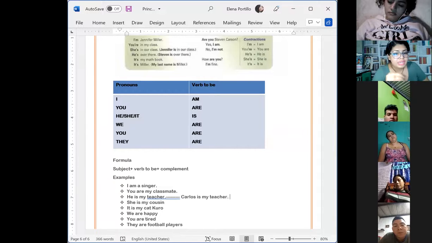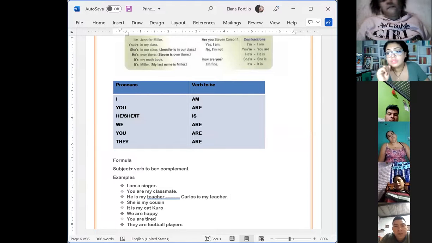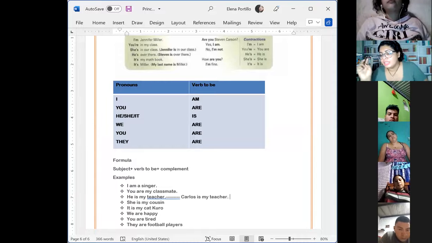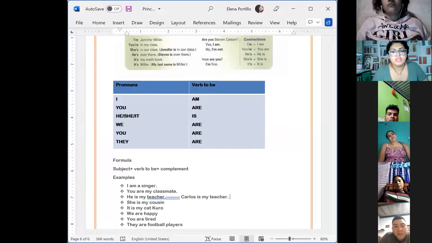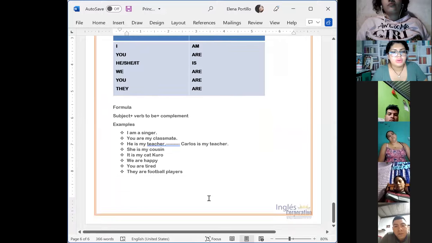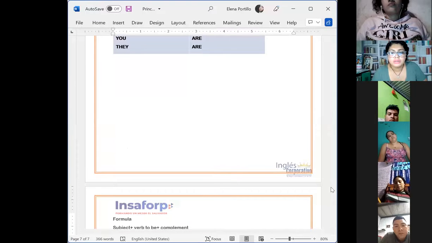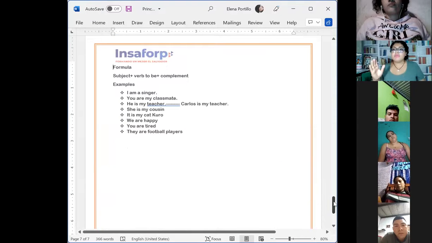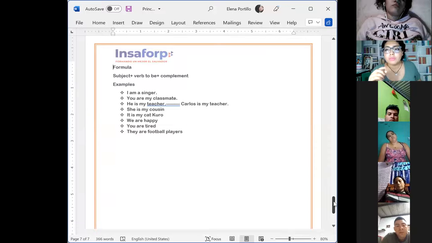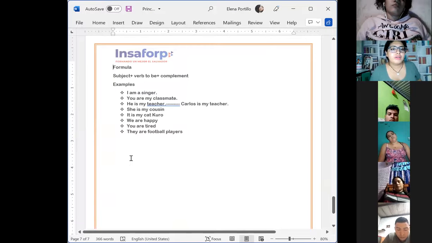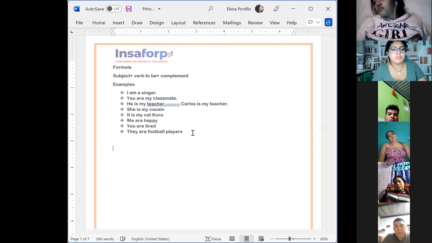So, tenemos aquí estos ejemplos y vamos a tomar estos mismos ejemplos para crear preguntas. And in that case, it is not something really complicated to create questions. So let's see. We are going to write the formula, but I need to take these to the other page because I need to use them as examples. Vamos a crear preguntas, pero necesitamos tener esta información presente porque vamos a utilizar esa misma información para crear las preguntas. Tenemos aquí la fórmula. This formula is for affirmative sentences, para oraciones afirmativas.